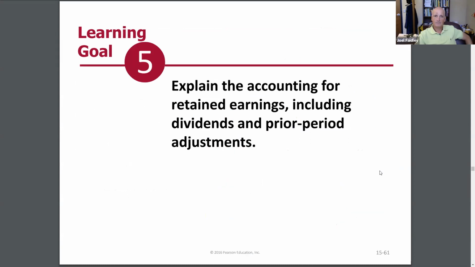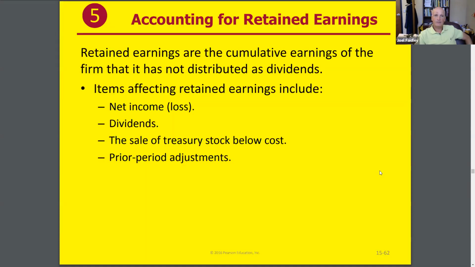Who knows? All right, accounting for retained earnings, including dividends, prior period adjustments. So what impacts retained earnings? Well, you've got net income. Dividends have to come out of retained earnings. In order to pay dividends, you have to have 2 things: you have to have retained earnings, and you have to have cash. Sale of treasury stock below cost, we saw that. If we actually have a loss on our treasury stock from where we sell it for less than cost, that goes against retained earnings. Prior period adjustment. So those are the 4 areas that impact retained earnings.